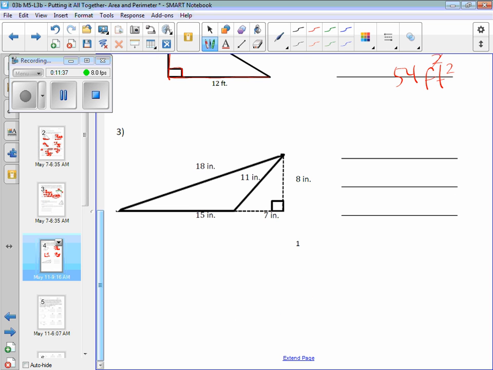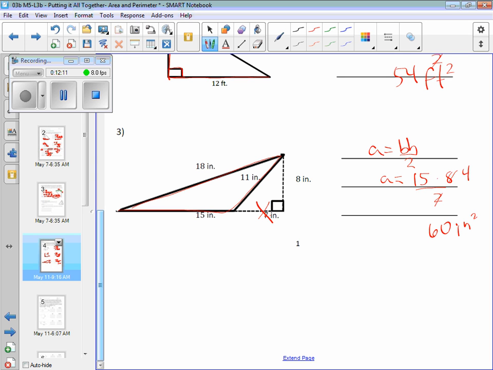Number 3. A lot of mistakes with 3. It's not 22. We don't care about this piece. This is the area of the triangle I'm trying to find. My base is 15. This is a throwaway number. I do need the 8 because I need the altitude. And then watch, I'm going to knock out 2 and 8. 60 square inches.